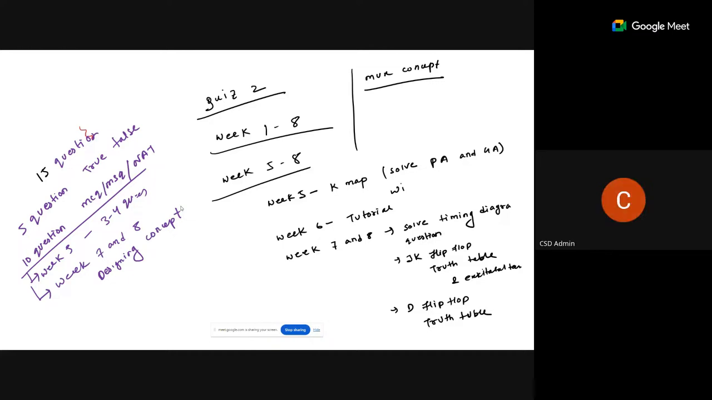Yeah. Okay, and the most important thing: from week 5 to 8, solve all PA and GA, and if possible please solve PYQ, previous year questions. That will be sufficient for scoring. I suggest you can get 100 marks because all the concepts will be like that.